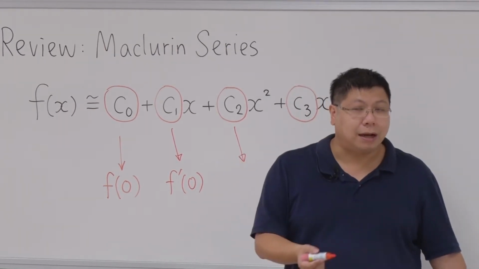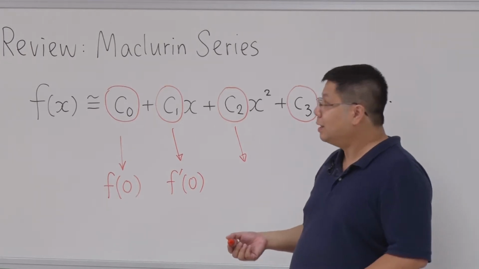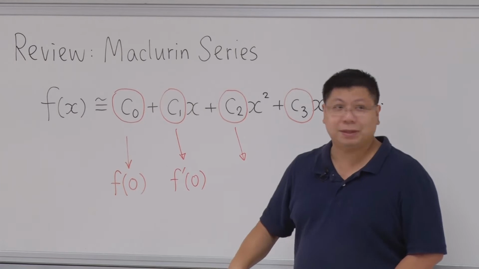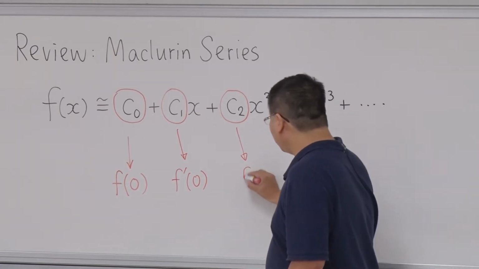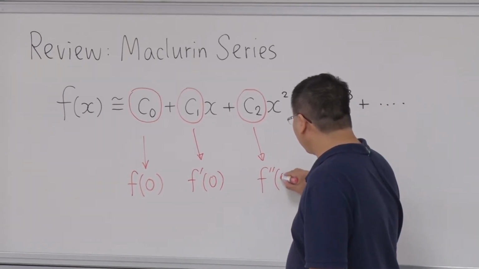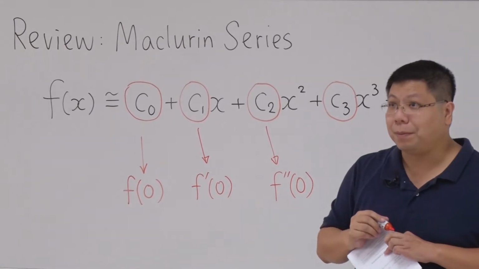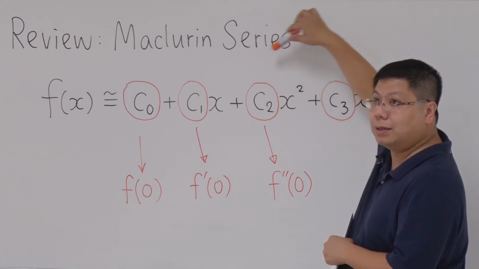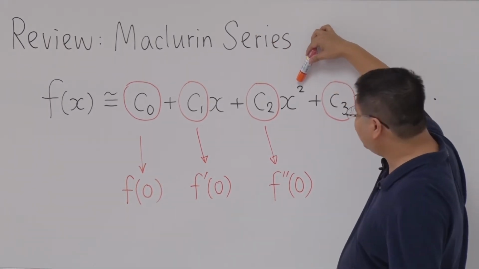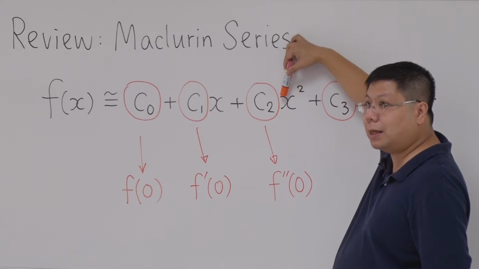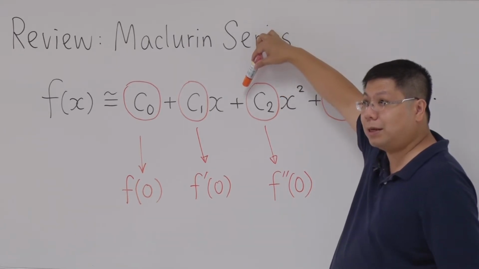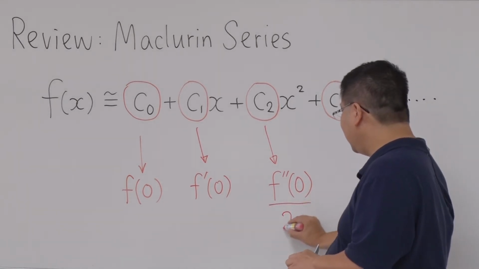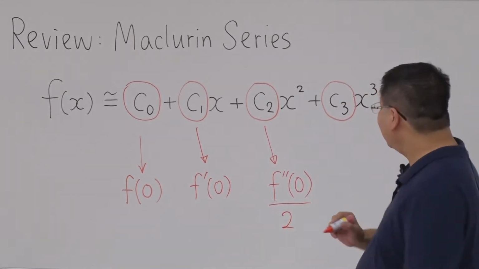Continuing with our idea, to get c2, we differentiate the whole thing twice and put x to be 0, right? So we hope to get this to be f double prime 0. But there is a problem, because when you differentiate the first time, it is not c2 times x anymore, it is 2 times c2 x, right? So you need to divide it by 2 in order to make it correct. Is that okay? And how about this one?